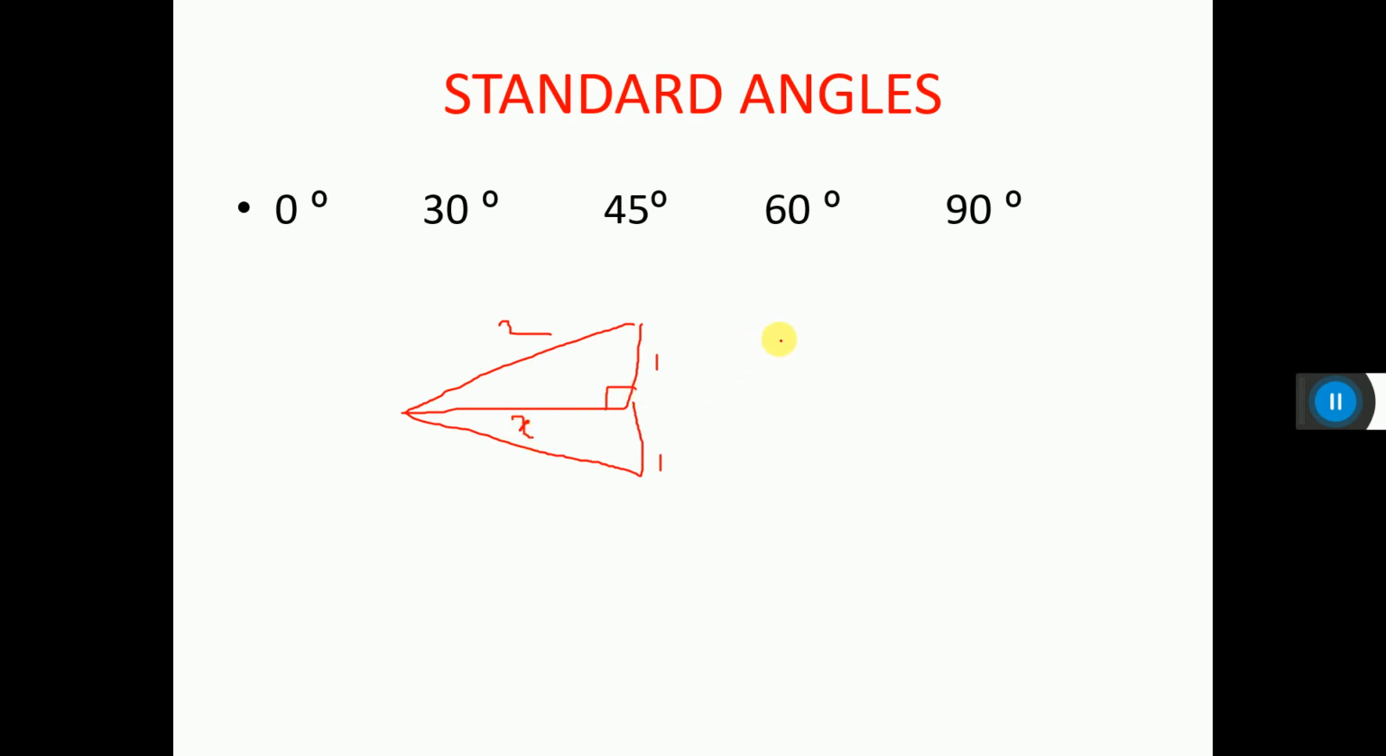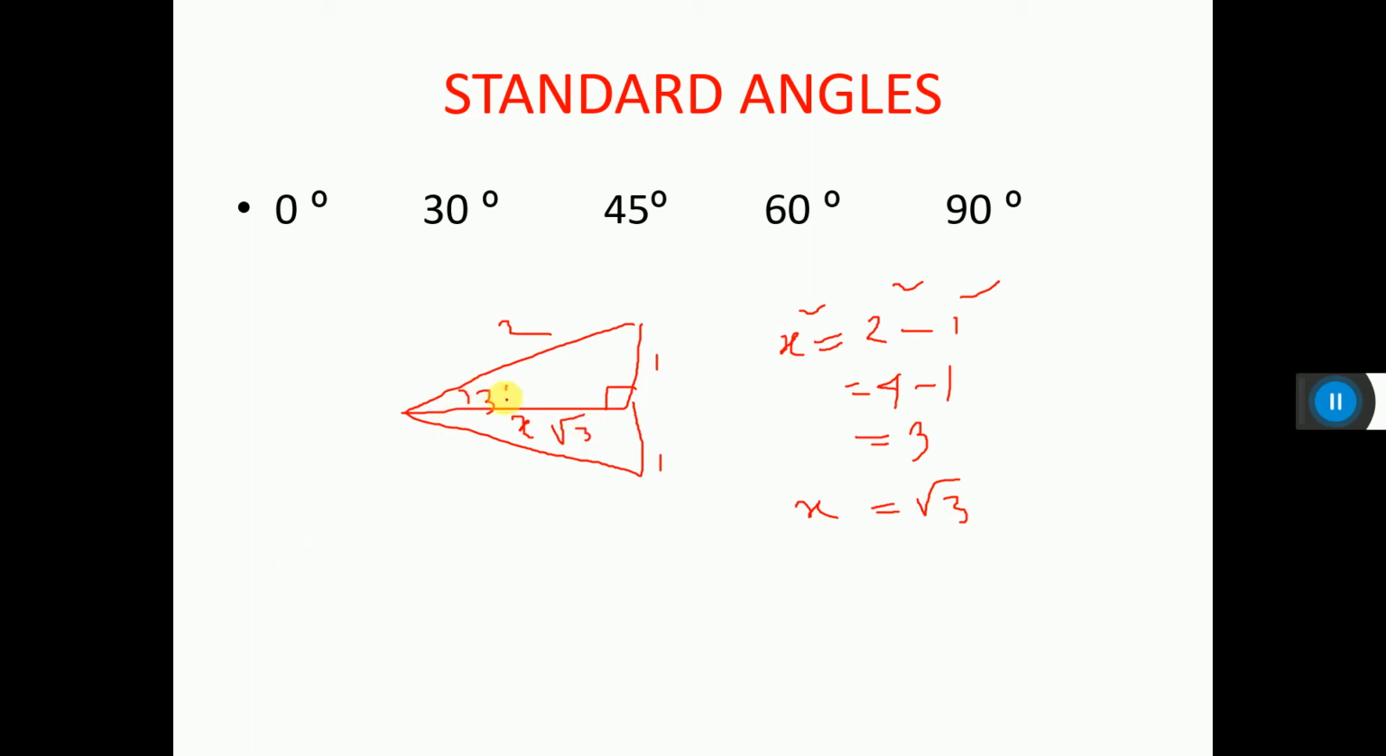So by Pythagoras theorem, x square equal to hypotenuse square minus perpendicular square. That is 4 minus 1, that is 3. So if x square equal to 3, then x equals root over 3. So here you write root over 3. Now sine, here it is 30 degree.